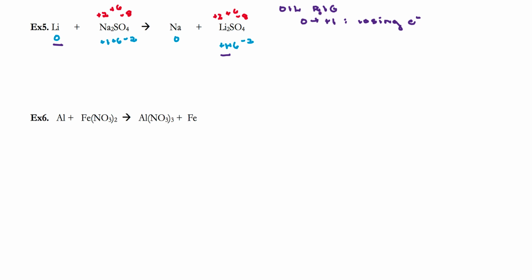Oxidation is loss of electrons. Reduction is gain. You might also hear LEO the lion says GER. Losing electrons is oxidation. Gaining electrons is reduction. Either way, this is how I learned it when I was in high school. Okay, so since lithium is losing electrons, it is going to be oxidized.